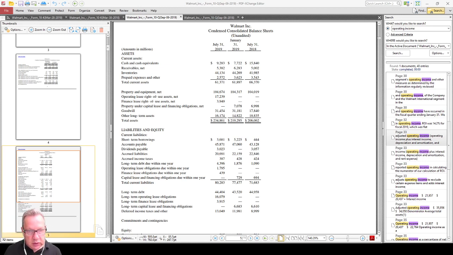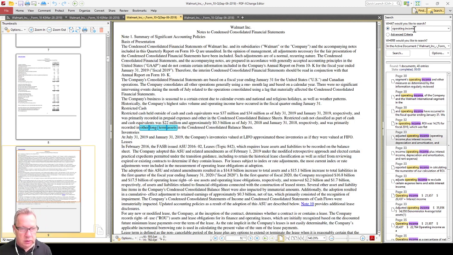Yep. So other long-term assets. This is where good search comes into help, and I'm not sure why. Let's see if this search works better. I don't know what the difference is. Other long-term assets. Oh, this goes and searches in the documents.